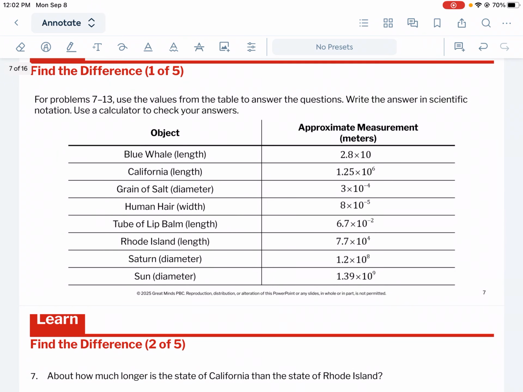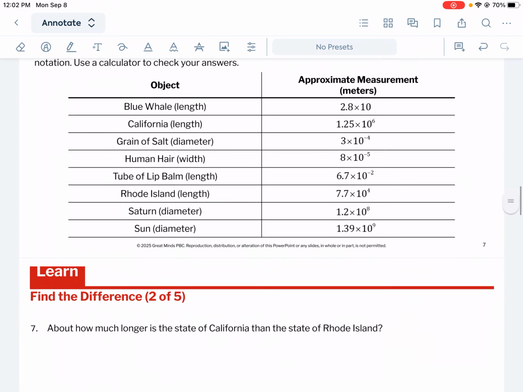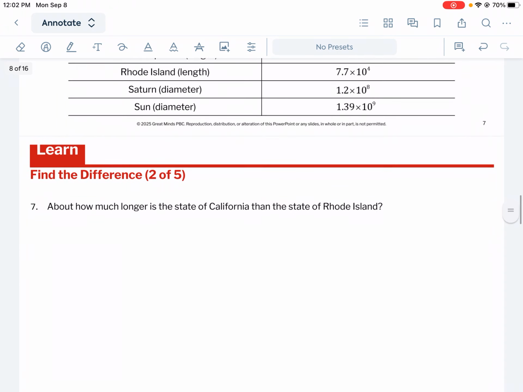I'm going to just read the instructions for problem 7 through 13. Use the values from the table to answer the questions. Write the answers in scientific notation. Use a calculator to check your answers. Okay, so we have some measurements here of some animals and some various objects and so on and so forth. And I'm just going to do a few of these.